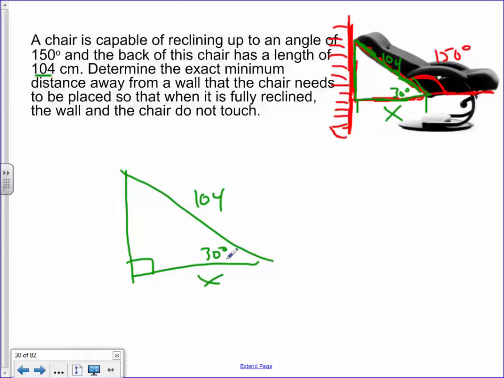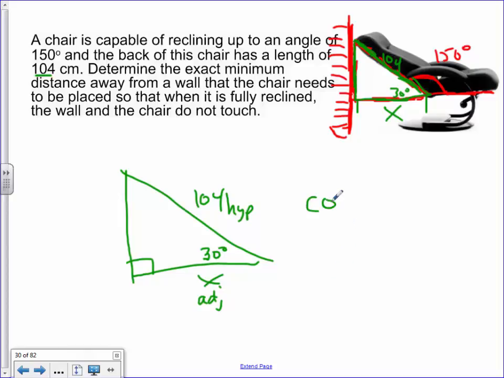Why don't we end with this example? Compared to the 30 degrees that we know right here, what is the X? Adjacent, opposite, hypotenuse. Adjacent. What's the 104? That's the hypotenuse. You guys okay with that step still? Okay, well, if we have adjacent and hypotenuse information, which thing do we use?